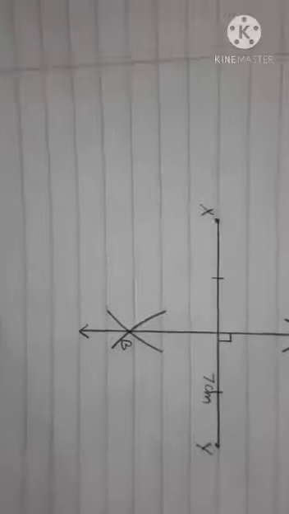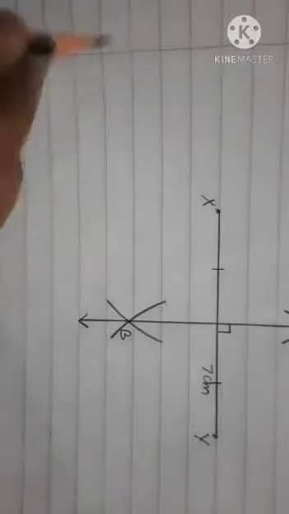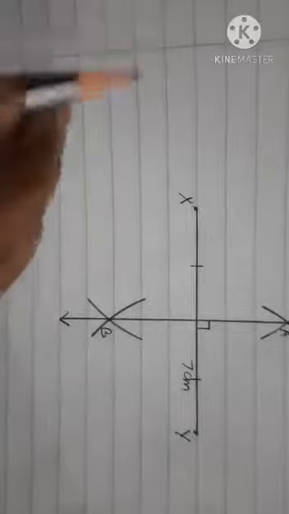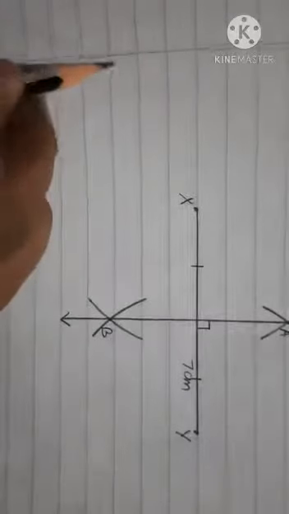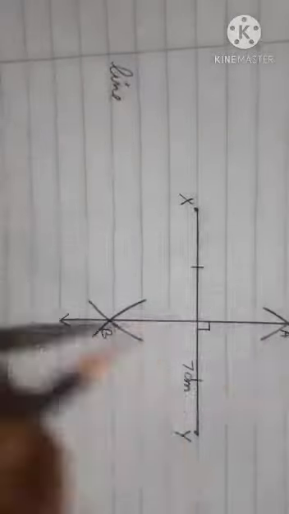Okay, now how to write this? You can write it down in two ways. First, you can write it down as it is. This is a line. I have put arrow marks on both the places.